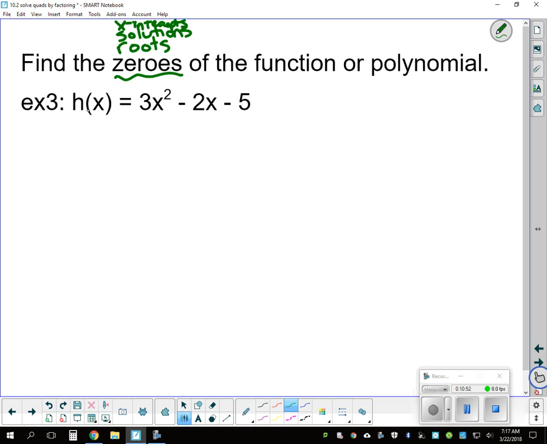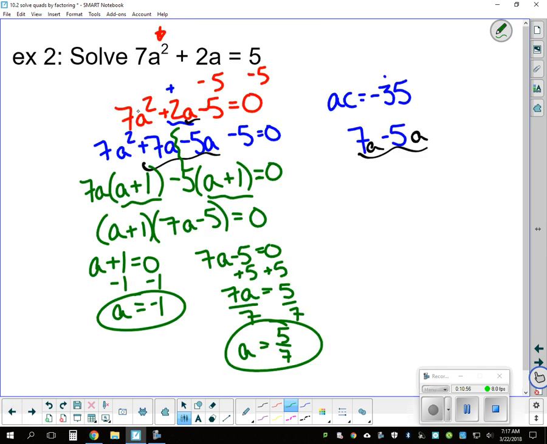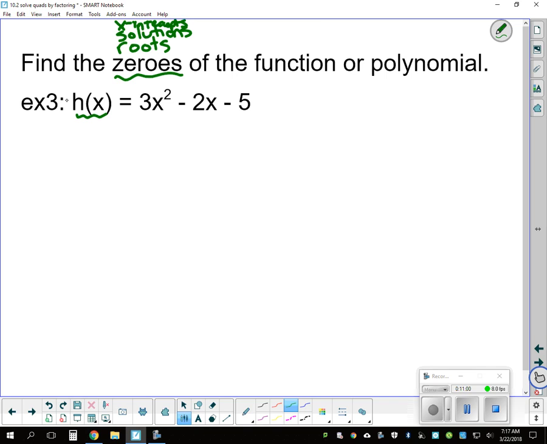Now this might look a little different because here we have some function notation. We're not just equal to 0 like we were before. It doesn't matter if this says h of x, f of x, y equals, or 0. It's all the same thing. We're just going to act as if that's a 0. Okay? It all means the same thing. So that means essentially what we are doing is we are solving this problem.